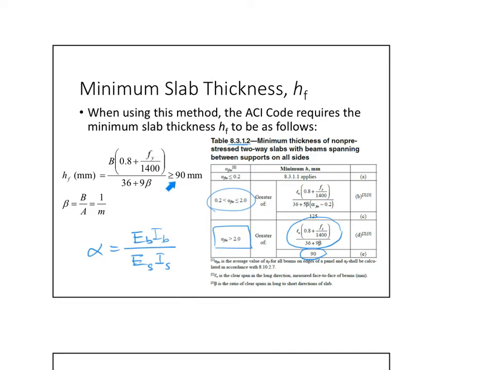For a slab that has smaller stiffness beams, this jumps up to 125, so 12.5 centimeters thickness, because now we have to depend greatly on the slab to transfer the load directly to the column.